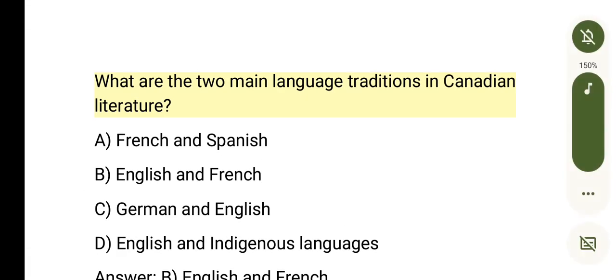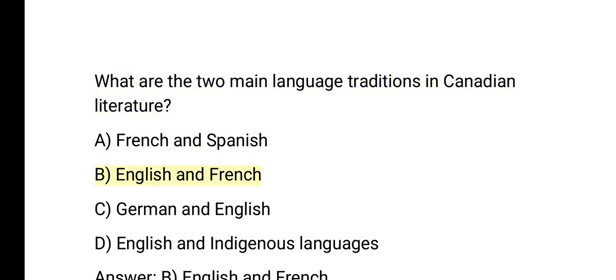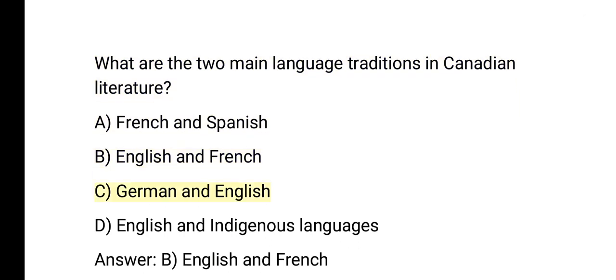What are the two main language traditions in Canadian literature? A. French and Spanish. B. English and French. C. German and English. D. English and Indigenous languages. Answer. B. English and French.